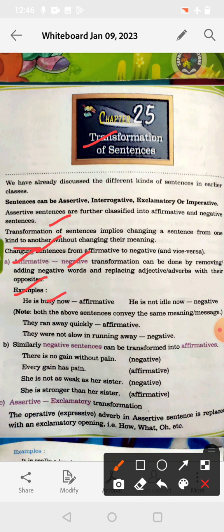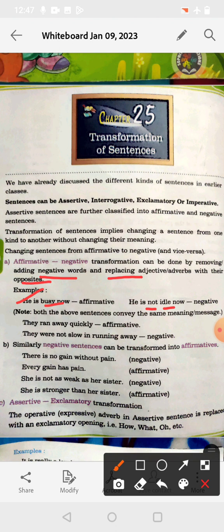Sentence number 1: He is busy now. Here you can see this one is an affirmative sentence. When we change it into a negative one, 'not' will come, and the opposite of busy is idle. Busy means someone who is working continuously, and idle means someone who is not working, who is sitting. I already told you that we can add a negative word like 'not', or we can replace the adjective or adverb with its opposite. So the opposite of busy is idle. Both sentences convey the same meaning, but they are changed from affirmative to negative.